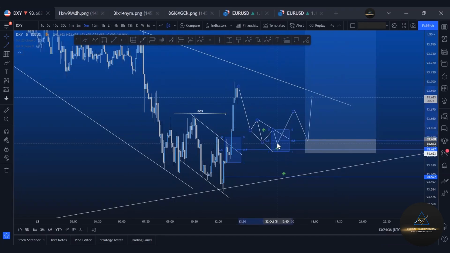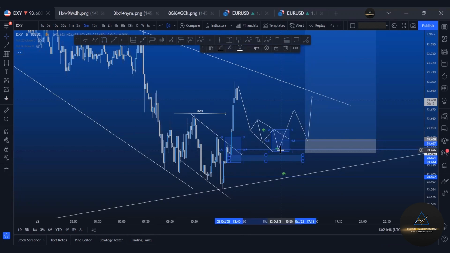So obviously this will most likely be invalid because it's not in confluence with the pattern. Normally you want it to be a bit below. So there's a bit of a liquidity pool right here, and then this will be more probable.